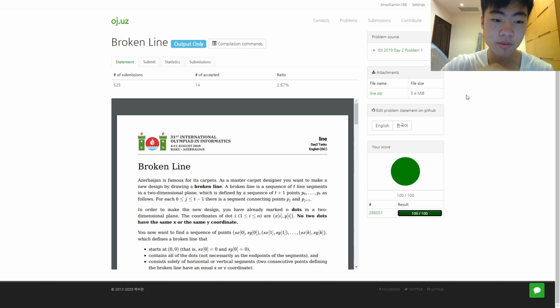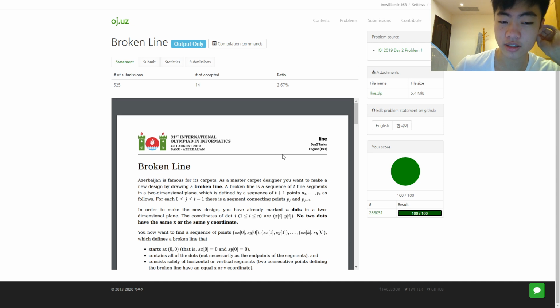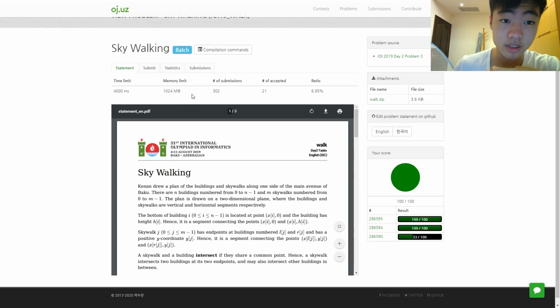And for line, I kind of already knew the solution today because I've heard other people discussing it last year. So for me, I just had to work out the details and implement the solution. It took like 1.5 hours. Yeah. And next one is walk.